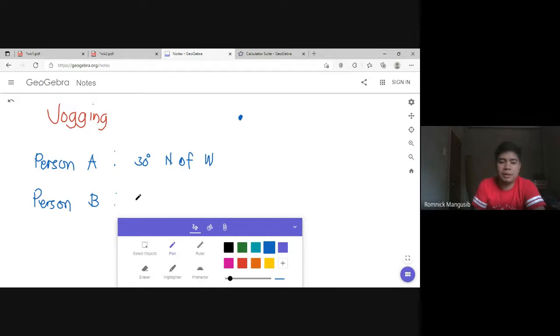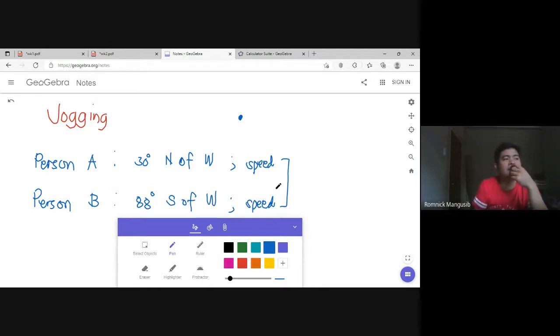Tapos si person B naman ay, let's say for example, 88 degrees south of west. Okay? And then, ang bilis ng pagtakbo ng bawat isa. Let's say for example, pareho sila ng bilis ng pagtakbo. Okay?